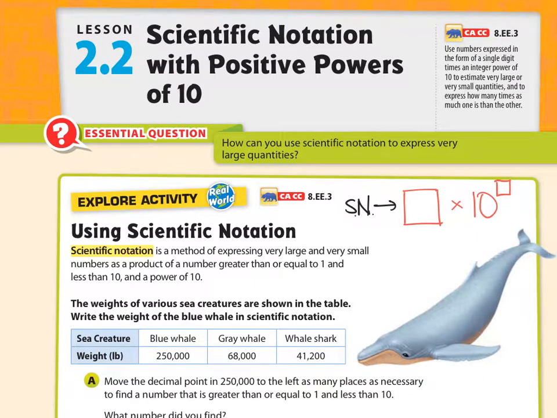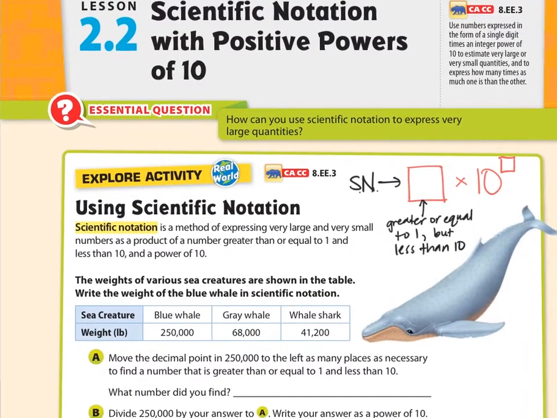This number that goes in that first box has to be greater than or equal to 1. So it can equal 1 or it has to be bigger than 1, but it has to be less than 10. So I like to just say it's between 1 and 10. It's okay for it to equal 1, but it can't equal 10, if that makes sense. So between 1 and 10 is maybe the simplest way to understand it. So I have a number between 1 and 10 times 10 to an exponent. If it looks like that, it's scientific notation.